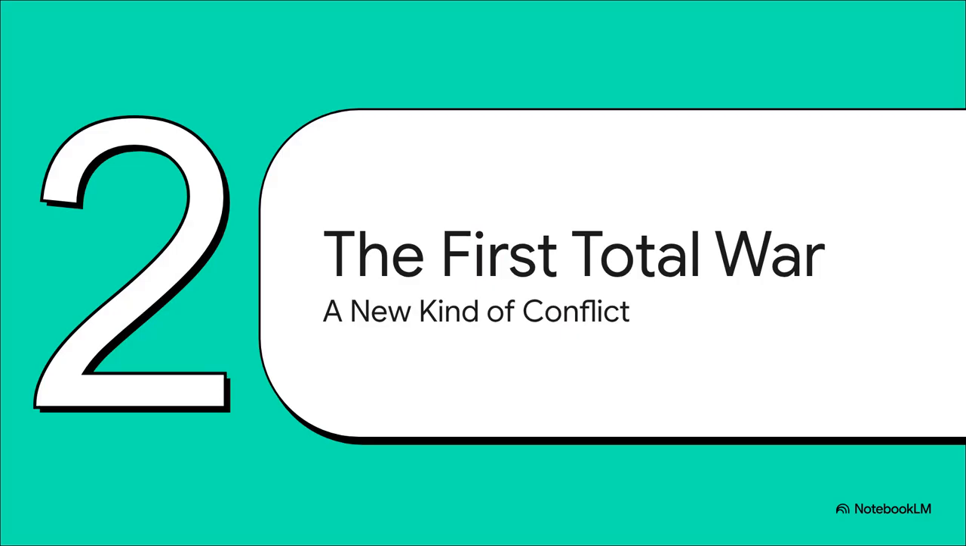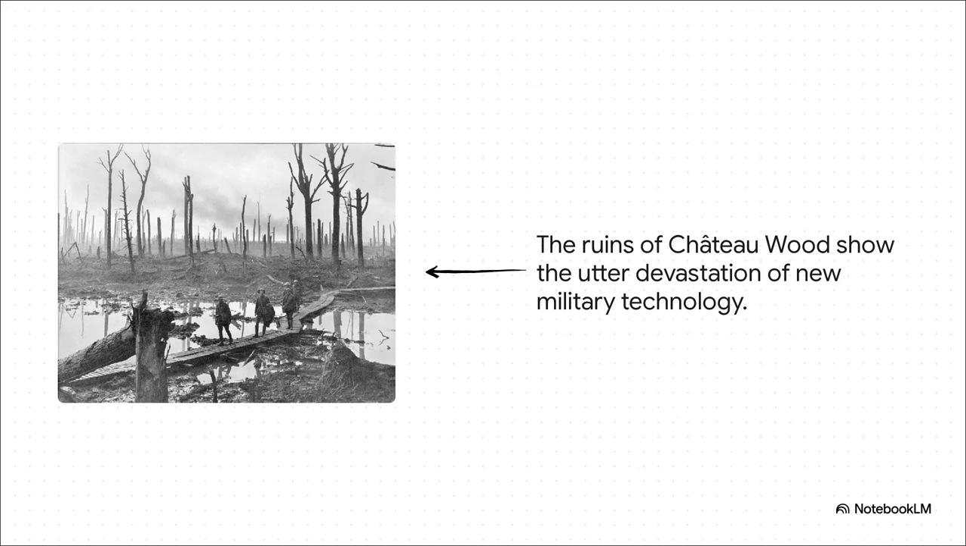So the assassination was the spark, and the MAIN causes were the powder keg. But what came next, what made the explosion so catastrophic, was the fact that this was a completely new kind of war. This was total war, and it was about to change everything. Just look at this image. This is what was left of a forest on the Western Front. It's just a hellscape. This is what trench warfare and new military technology did. It turned vibrant landscapes into these muddy, crater-filled wastelands. It was a kind of destruction that no one had ever seen before.